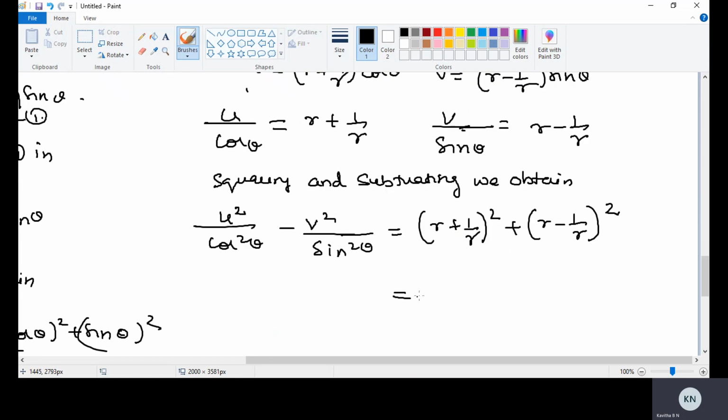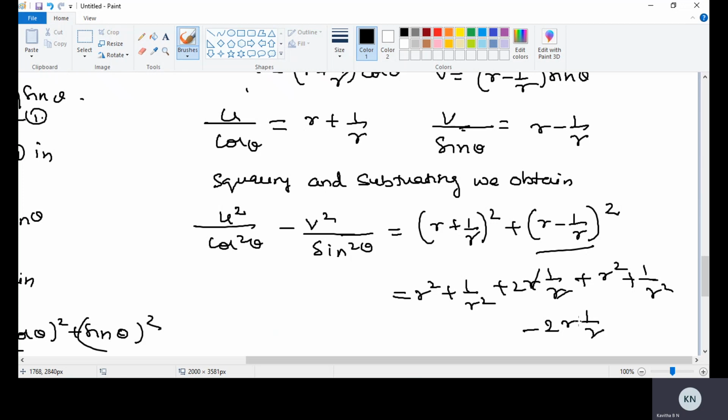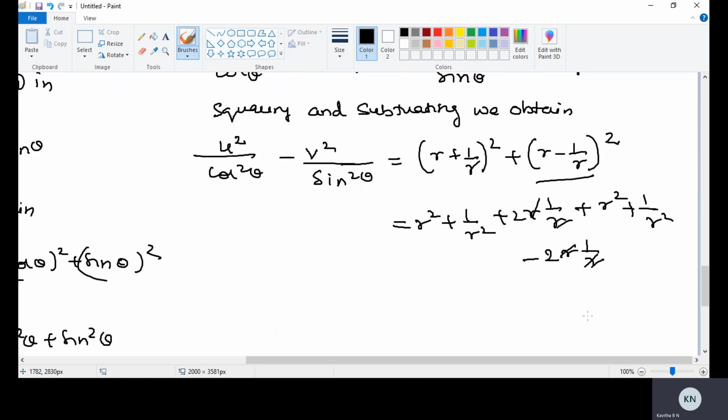Okay, simplify here. R square plus 1 by R square plus 2 into R into 1 by R. Then this is a minus b whole square. R square plus 1 by R square minus 2 into R into 1 by R. R gets cancelled.